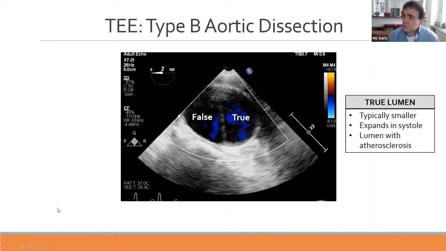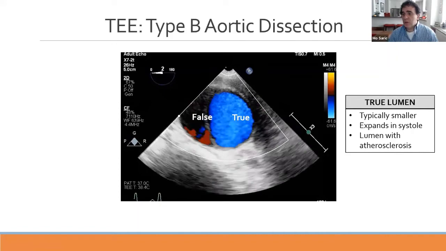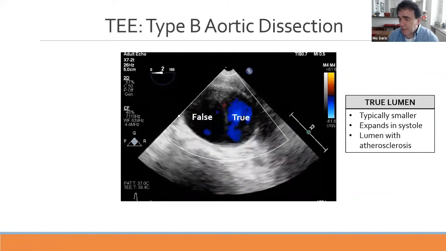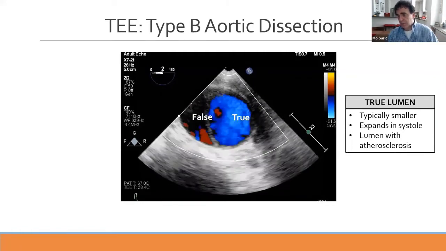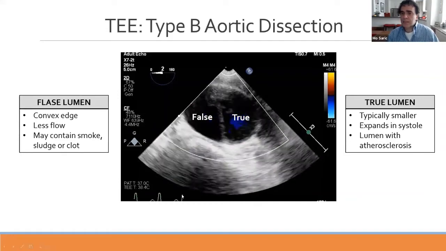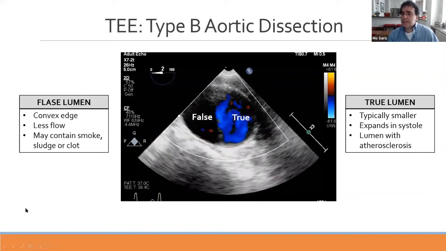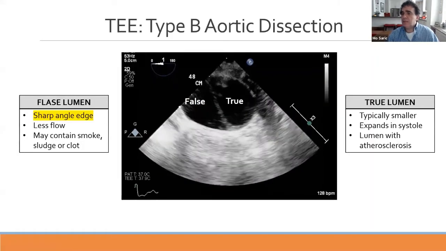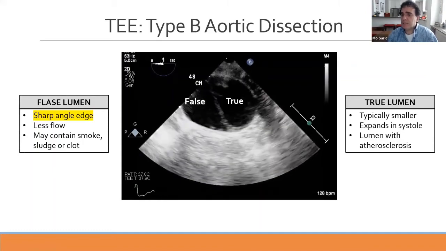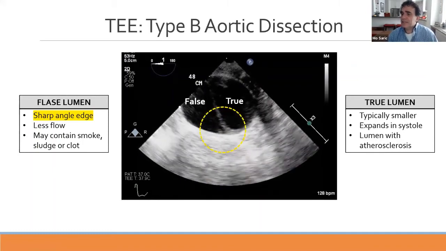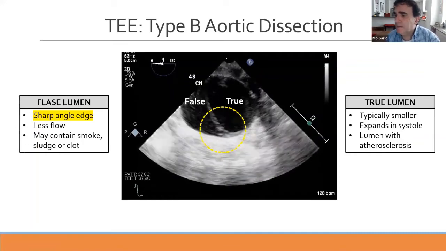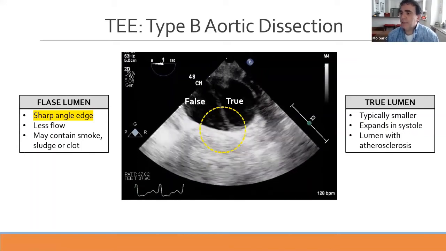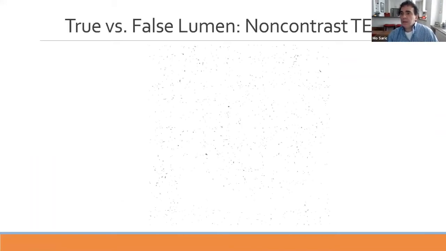How can we recognize the true lumen? The true lumen is typically the smaller of the two lumina. It expands in systole, and it's the lumen that is lined with atherosclerosis, should any be present. In contrast, the false lumen has a convex edge, has less flow, and may contain smoke, sludge, or clot. So this is what I mean by the sharp angle edge. You can see that as the dissection erodes into the media, it creates this sharp angle toward the true lumen.